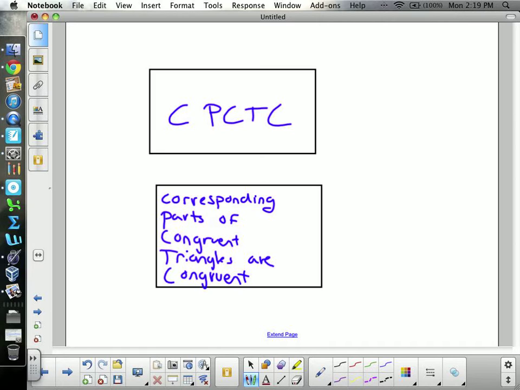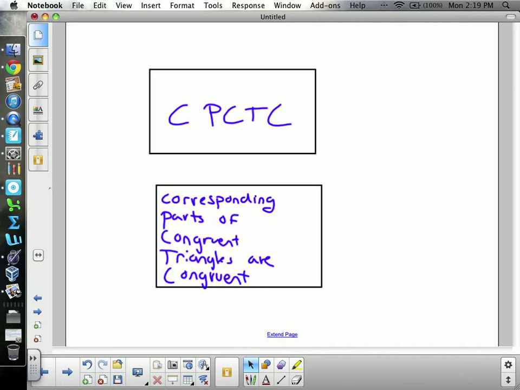There's a flashcard you can make up for yourself to help remember CPCTC, because it is going to be coming up time and time again. That's something we're going to keep working on. So hopefully you are going to take this note card and use it to help memorize what that means.